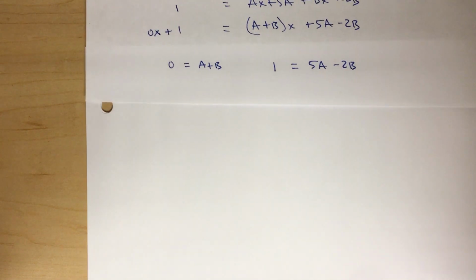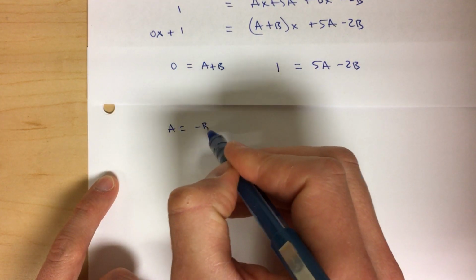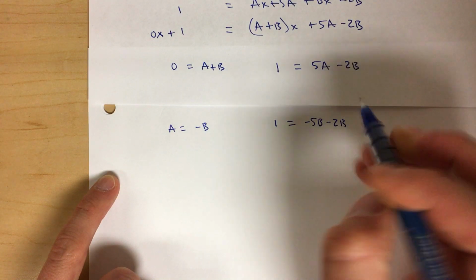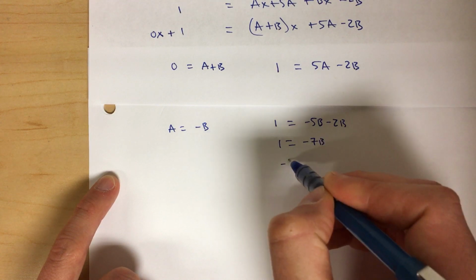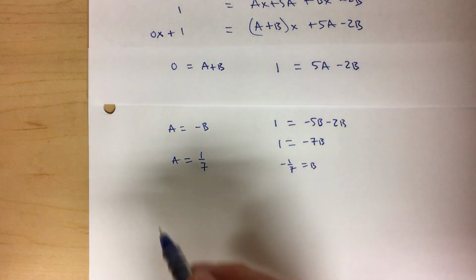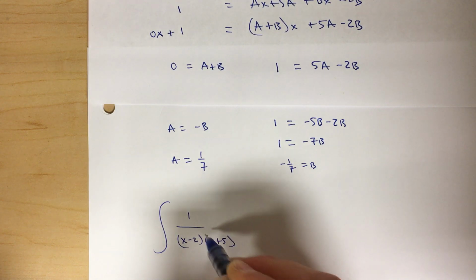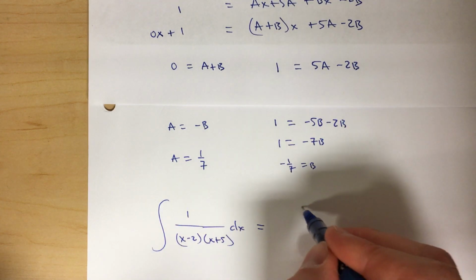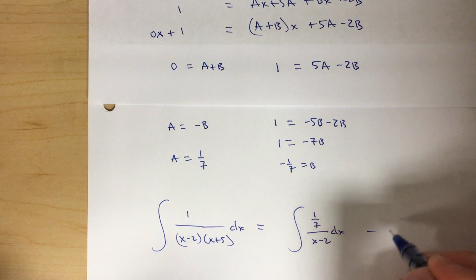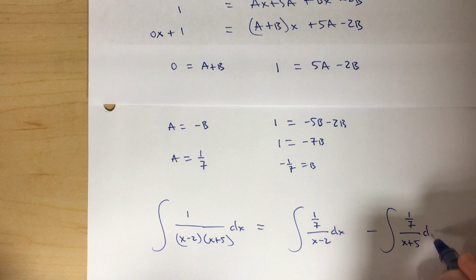So, with that in mind, we can now say that a is equal to negative b from this equation. So 1 equals negative 5b minus 2b. So 1 equals negative 7b, so negative 1/7 equals b. And a is equal to 1/7. So we've just shown that the integral of 1 over (x minus 2) times (x plus 5) dx is equal to the integral of 1/7 over x minus 2 dx minus the integral of 1/7 over x plus 5 dx.